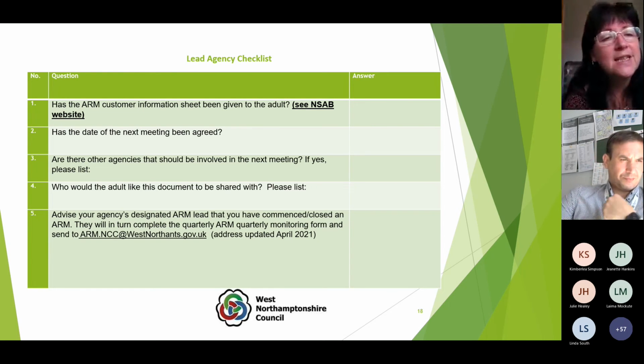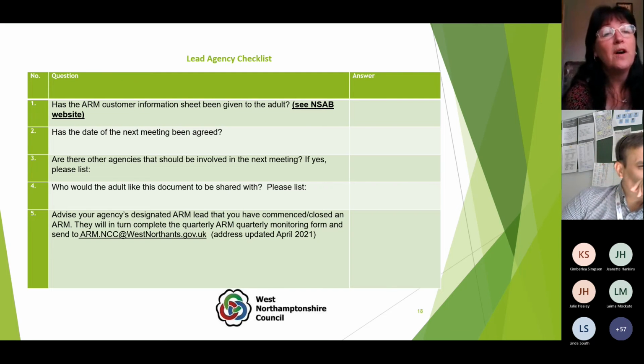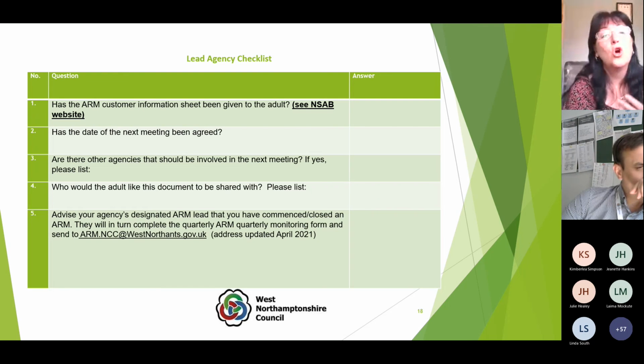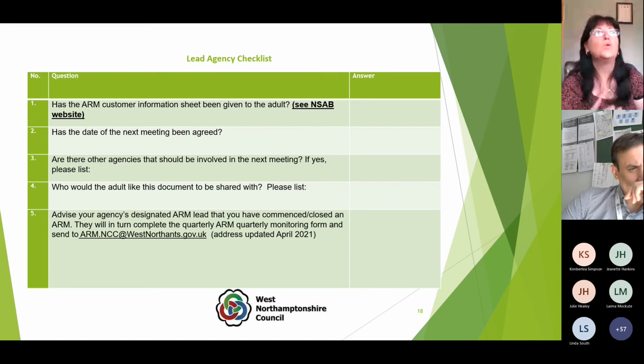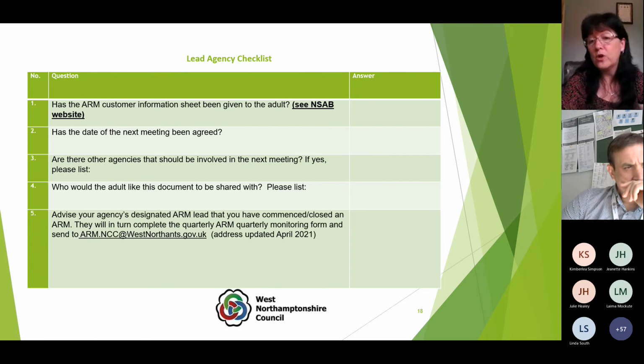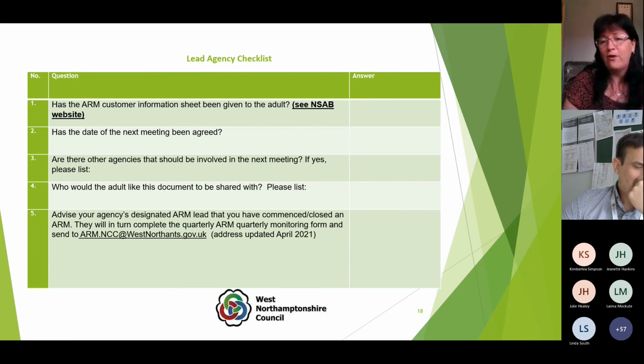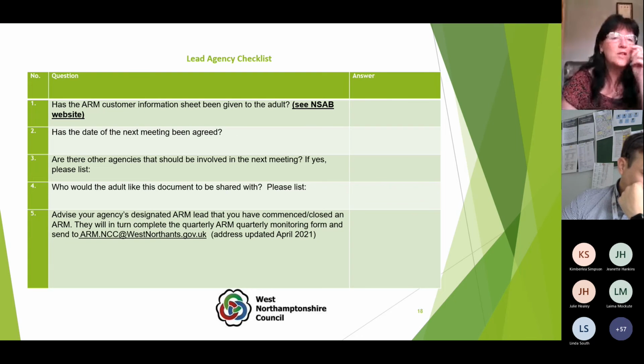Advise your agency's designated ARM lead that you have commenced or closed an ARM, because we do record quarterly. There is a monitoring form, and then what happens is there are reviews of ARMs on a quarterly basis. So you will, as an organisation, whether you be a charitable organisation or whomever, be invited to feed back on this and identify, how did the ARM process work? Was this done? Was that done? How was it followed? So it is really important to do that.